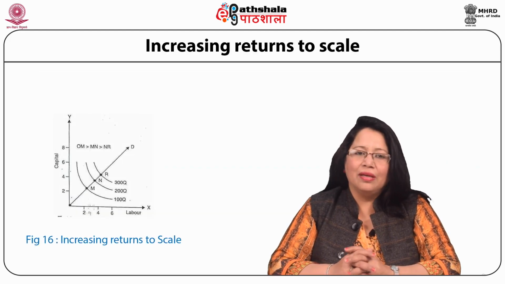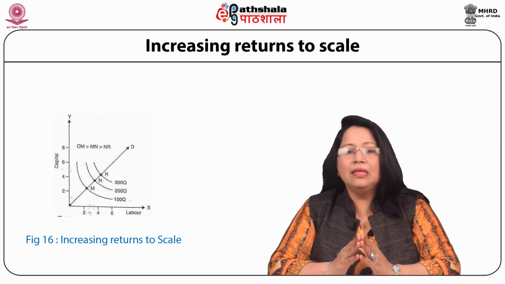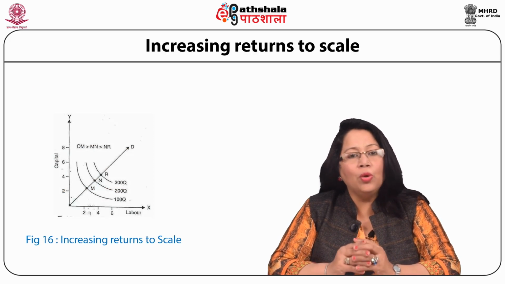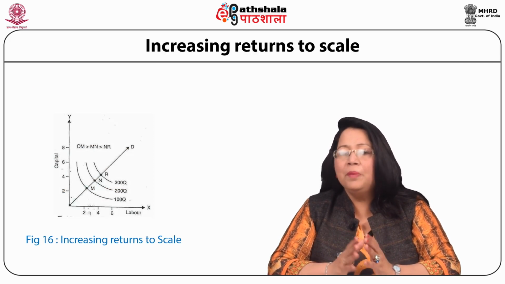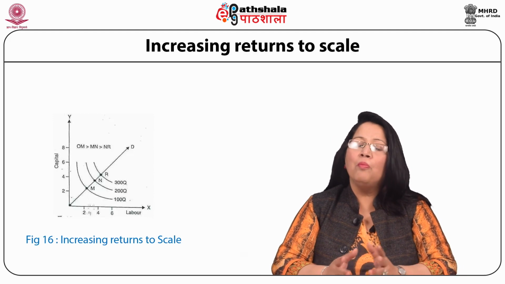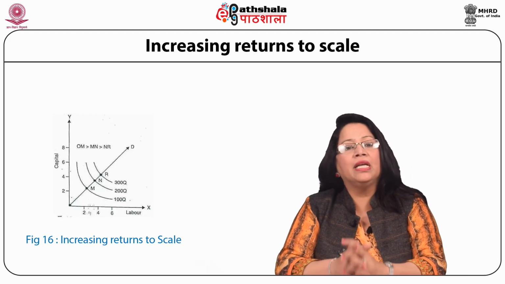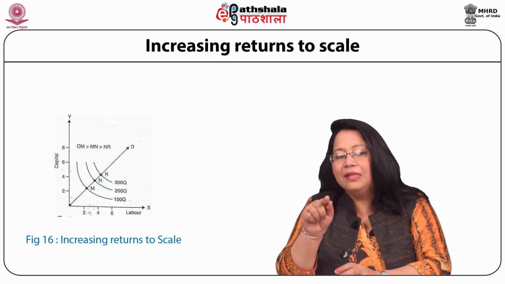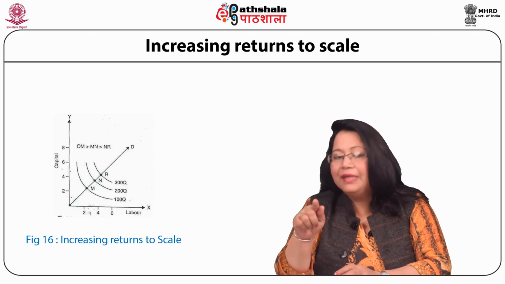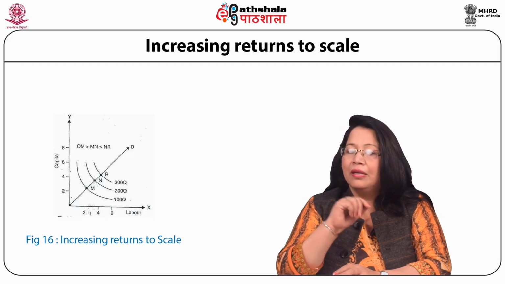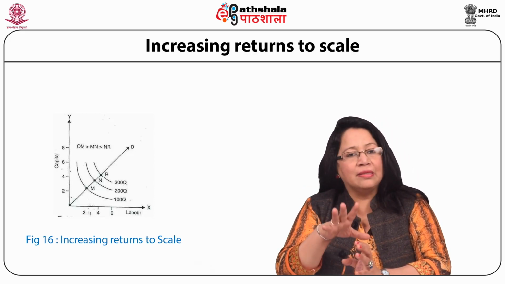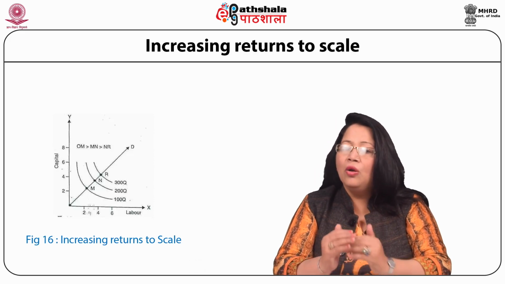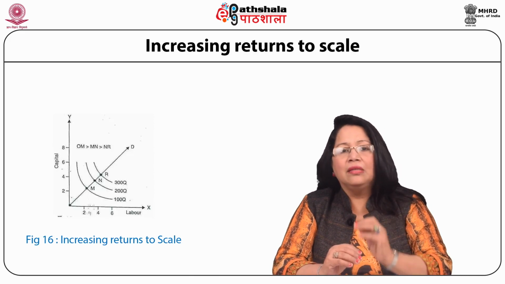Increasing returns to scale. The case of increasing returns to scale is shown here, as an increase in both inputs in a given proportion causes a more than proportionate increase in output. Thus, OM is greater than MN, which is greater than NR. Once again, if relative factor prices remain unchanged, output expands along ray OD.